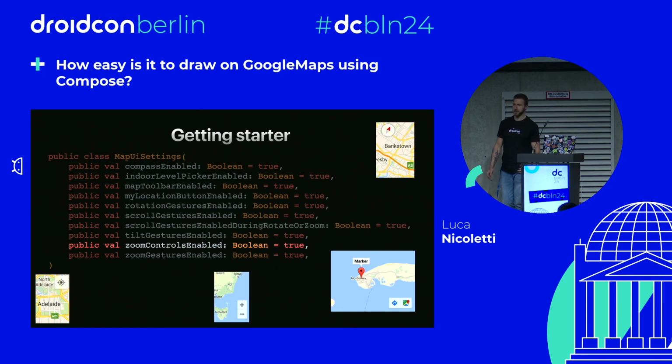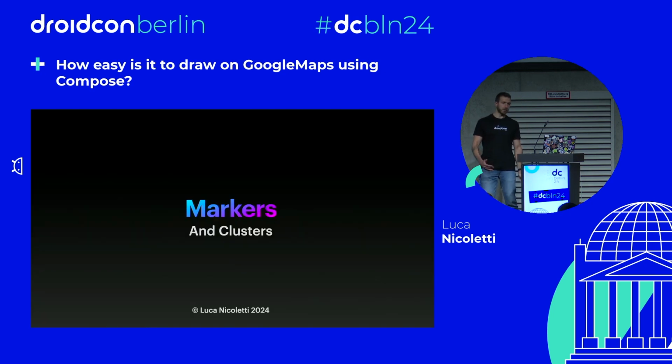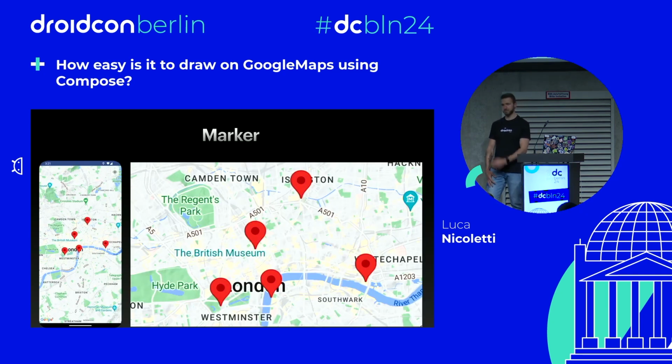But all of this is basically configuration of the map and a little bit of drawing on the map. The most common thing that many of you would like to use in a map are markers and clusters. Markers are basically just this thing. We all have seen them. You usually use them to notify the user that there is something of interest in a given position of the map.